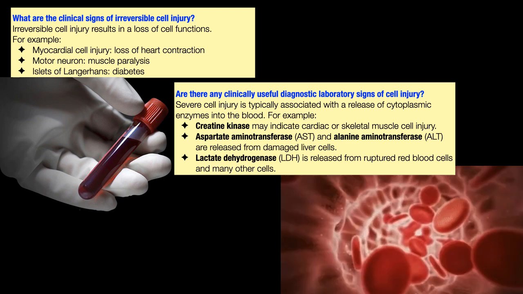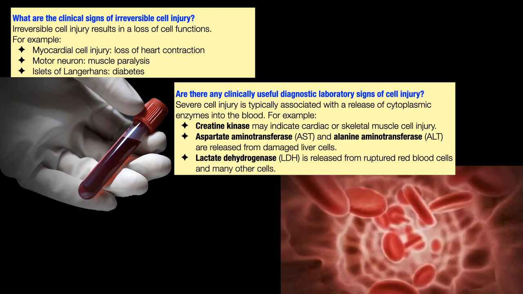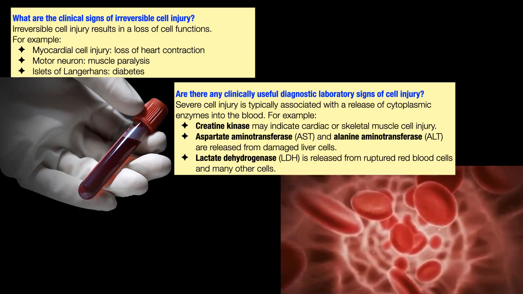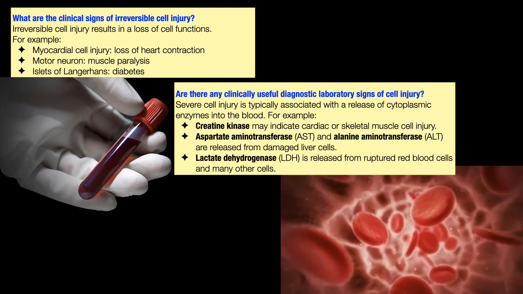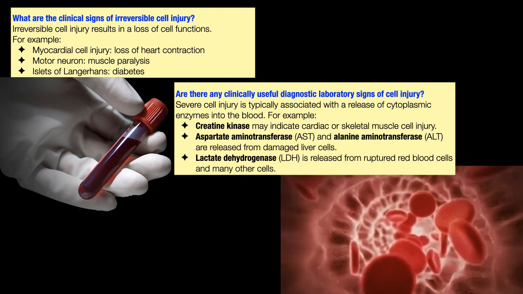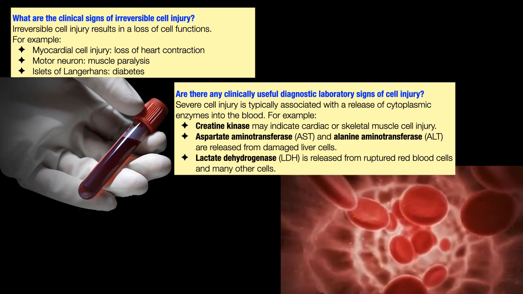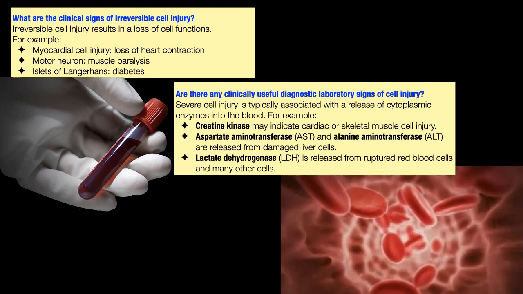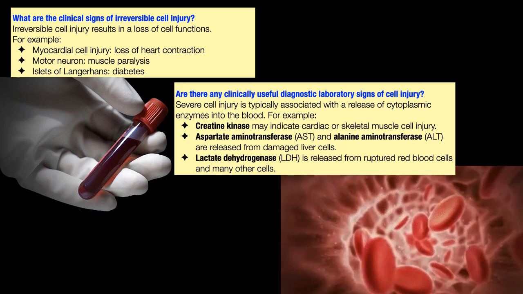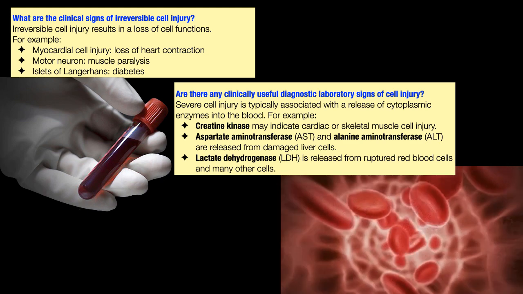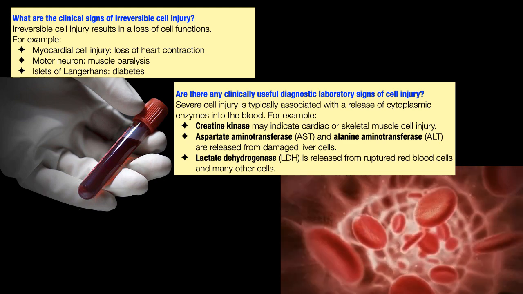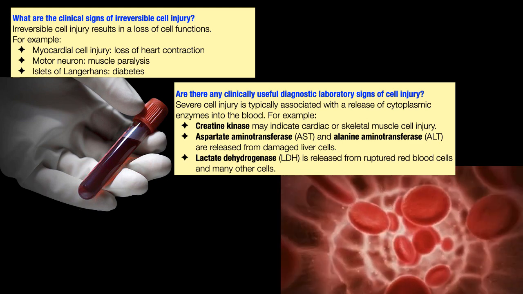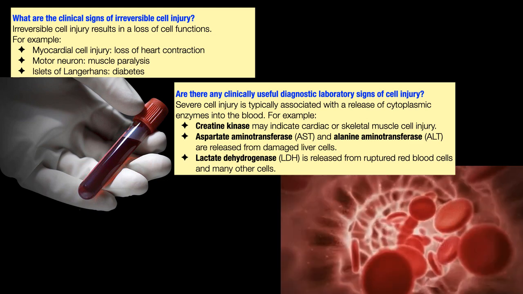Cell injury can be detected by blood test because there are certain proteins that are only found inside specific cells. So if you find them in the blood, you know there is some kind of damage to that organ. We call these proteins markers. For instance, there are cardiac markers like creatine kinase, or liver markers like AST and ALT, or we also have LDH from destroyed erythrocytes.